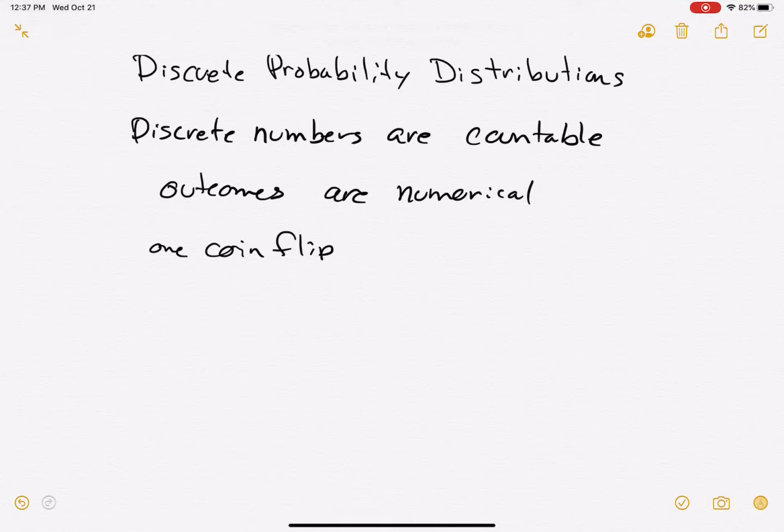In a one coin flip, we know that we have outcomes of heads and tails. And we know that the probability of heads occurring is 0.5, and the probability of tails occurring is also 0.5. But we want to be able to express this numerically. So we change it a little bit to adjust for it, and we say, okay, we're going to let x, our random variable, be the number of heads.